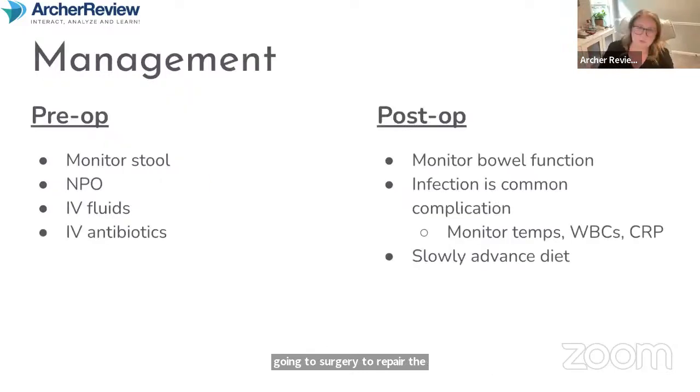So we're back to pre and post-op. What do we do as the bedside nurse? We monitor that stool. We keep them NPO for surgery, give them fluids and antibiotics. Why antibiotics? Well, we're doing surgery in the guts where there's a lot of poo. I'm just going to say infections after a GI surgery, very common. So you're going to see most of them get antibiotics so that we don't have those infections. Post-op, we're monitoring for those infections. We want to know, is their white blood cell count up?